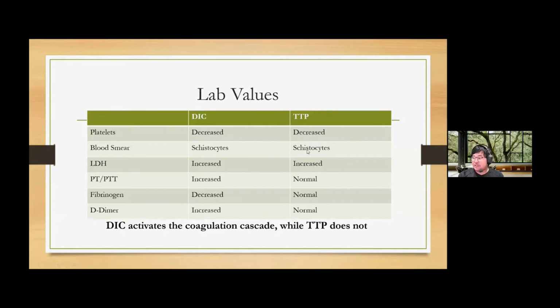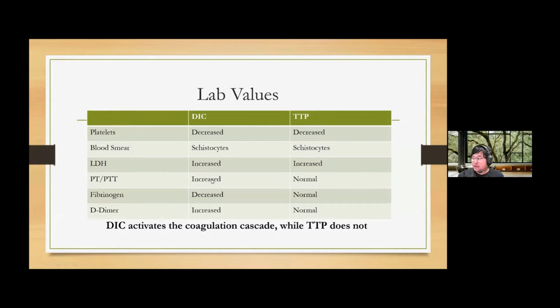You're going to see schistocytes on blood smears because of the thrombi: when red blood cells go past clumps of platelets, it's going to tear them apart. And you're going to have increased LDH, which is released from the red blood cells.